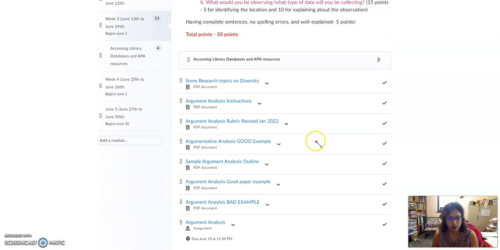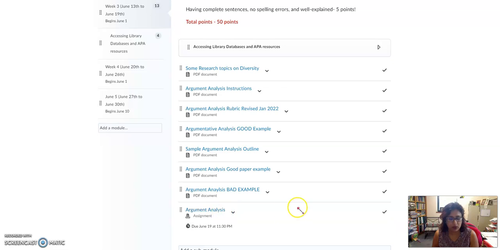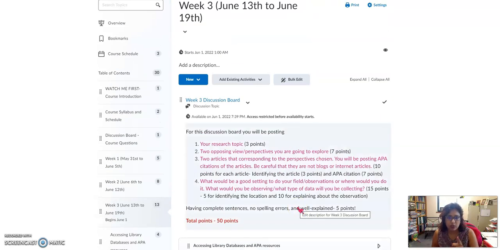So what are we doing this week? And here is your Dropbox. So first thing, you are choosing a topic. You have the discussion board. Whatever you're doing in the discussion board, everything that you're doing, you're going to be using for the assignment. So in your discussion board, you're going to think about 2 perspectives, you're going to have your 2 articles. So those things will be ready for you when you start writing your paper.